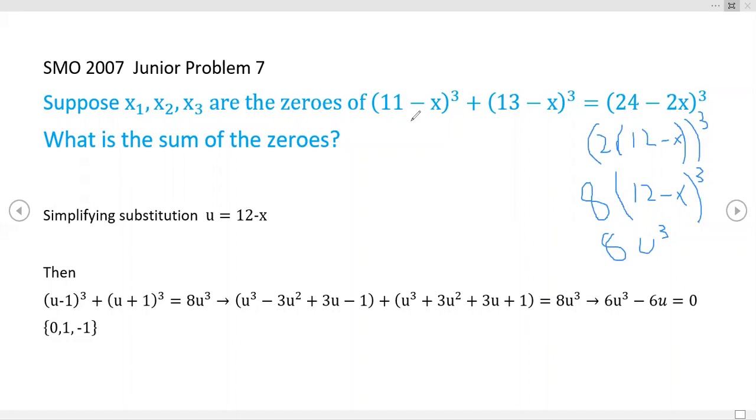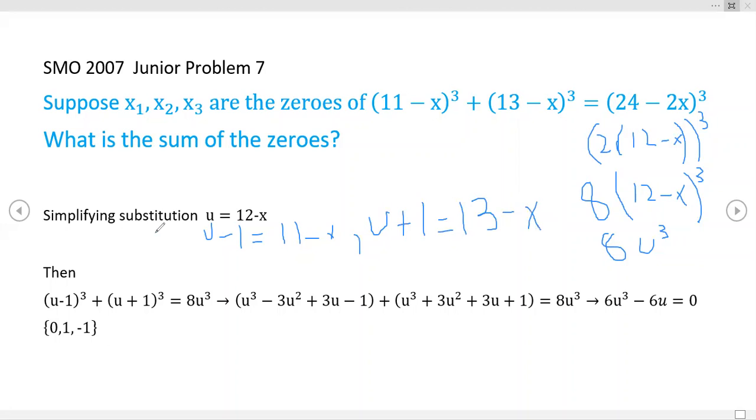Now notice that 11 minus x would just be the same as, what do we need right here? That would be u minus 1. It would be equal to 11 minus x, right? Okay, and in a similar fashion, u plus 1, let me just write it out to the side here. U plus 1 would actually equal 13 minus x. Okay, you can see where we're going here.